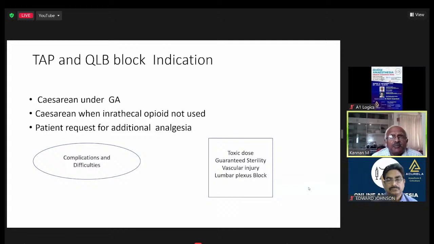Another difficulty we face with quadratus lumborum block is that we have to put the patient in the lateral position. So imagine a patient during pregnancy or even after delivery, putting her in a lateral position on either side, you require a large manpower to help you do this procedure.